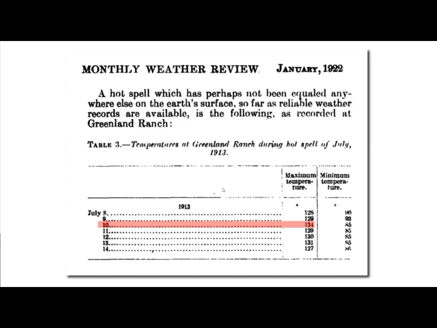What about prior to that? Well, 1913 brought the hottest temperature ever recorded on Earth to California. On July 10, 1913, it was 134 degrees at Greenland Ranch, California. And that was in a week when temperatures were 128, 129, 134, 129, 130, 131, and 127. It's been a very long time since anywhere in the United States reached 130 degrees.